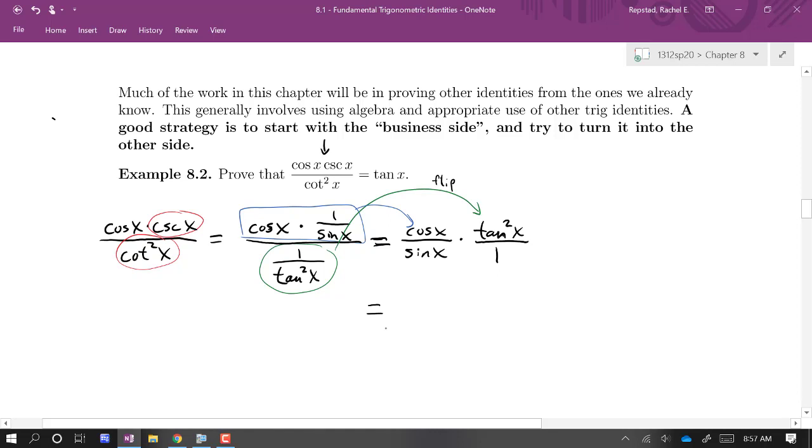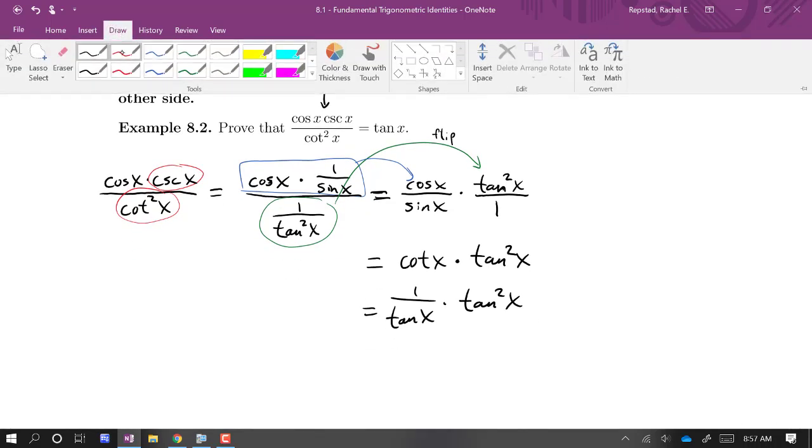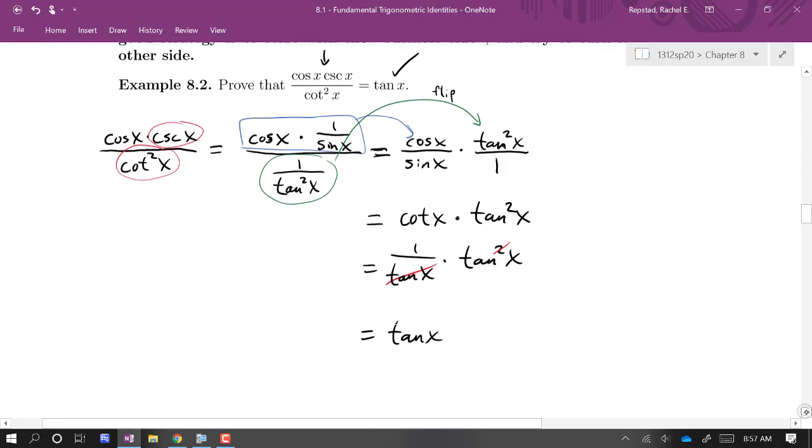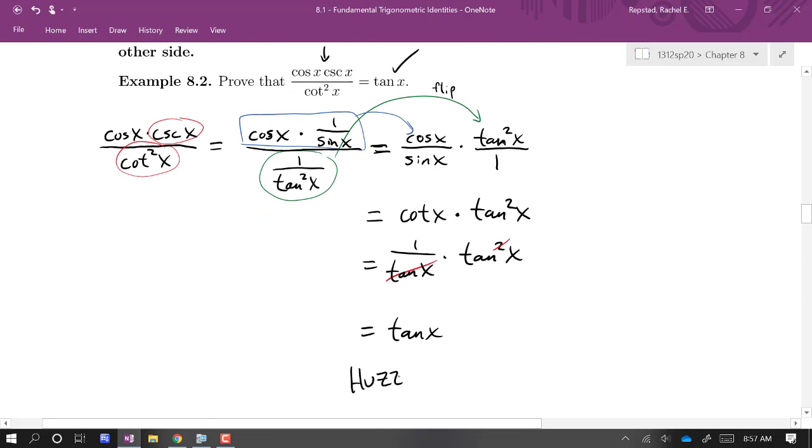I'll show you one way and then we'll go back and look at the other way we could have gone through this. But cosine over sine, that's one of our basic definitions. Cosine over sine is cotangent. So I have cotan x times tan squared x, and cotan is equal to 1 over tangent. So now I have 1 over tan x times tan squared x. And now we'll just use rules of exponents. This tangent cancels with this factor of tangent. We're just using algebra, and we get tan x. And that is what we wanted, right? So we can declare victory. Huzzah.